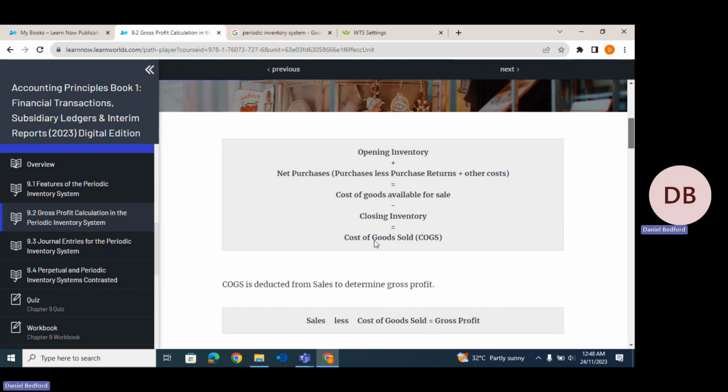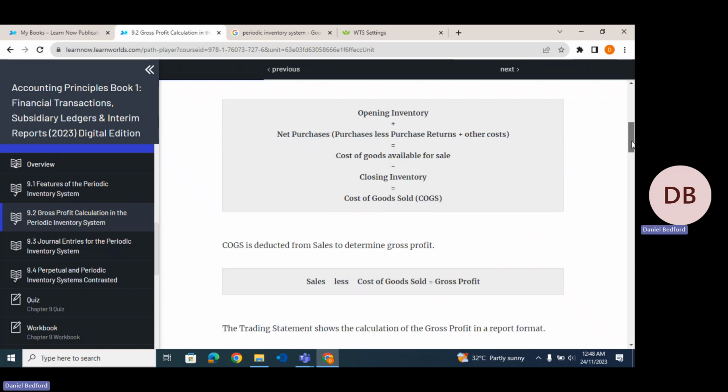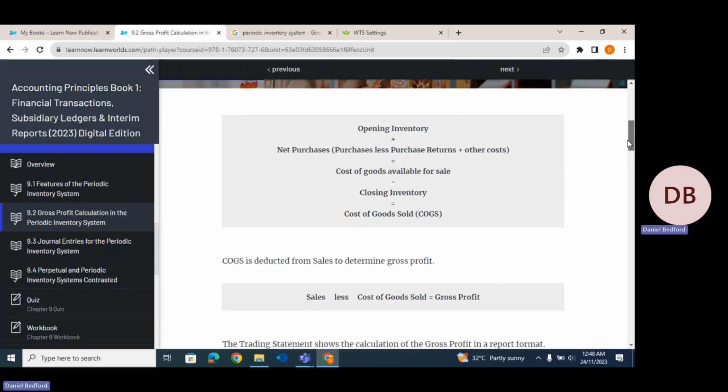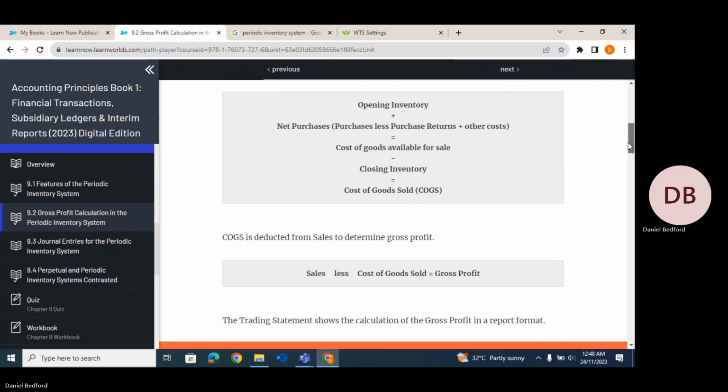And you need your cost of goods sold so you can determine your profit. So we come down here, we get our sales, less the cost of making those sales, and that equals our gross profit. Pretty straightforward. So at this point, I'd recommend taking a screenshot or a photo so you don't have to come back to this video all the time.